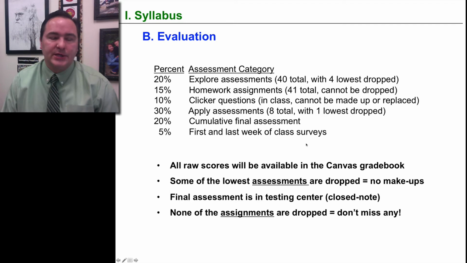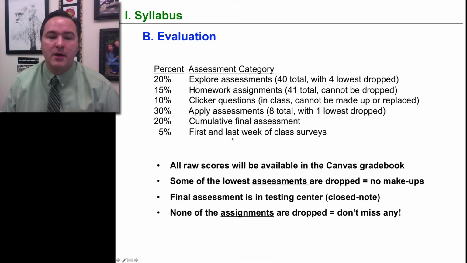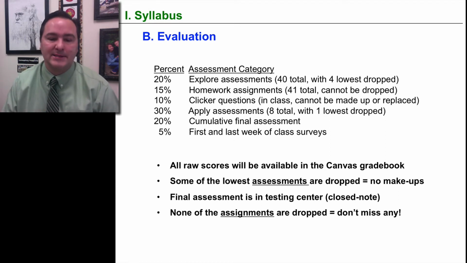So the evaluation is as follows, as was also stated in the syllabus. Let me just mention it here. 20% comes from Explore assessments, 15% from homework assignments, 10% from clicker questions, 30% from the Apply assessments, and 20% is your cumulative final. The last 5% comes from some surveys that you'll be taking the first week of class and the last week of class.